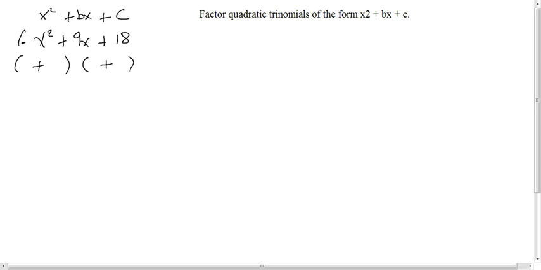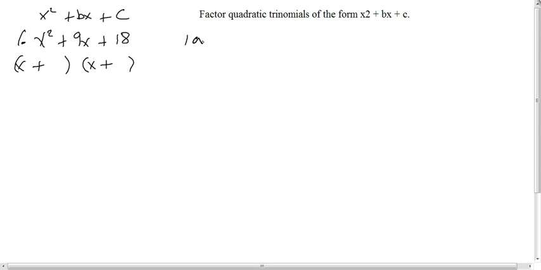Something else we noticed is that we are looking at x squared. So the first terms inside our two binomials will be x, because x times x is x squared. Now we're looking at 18. The way this works, everyone, is we have to see what are the factors of 18 that will add up and give us 9. So let's take a look at the factors of 18.